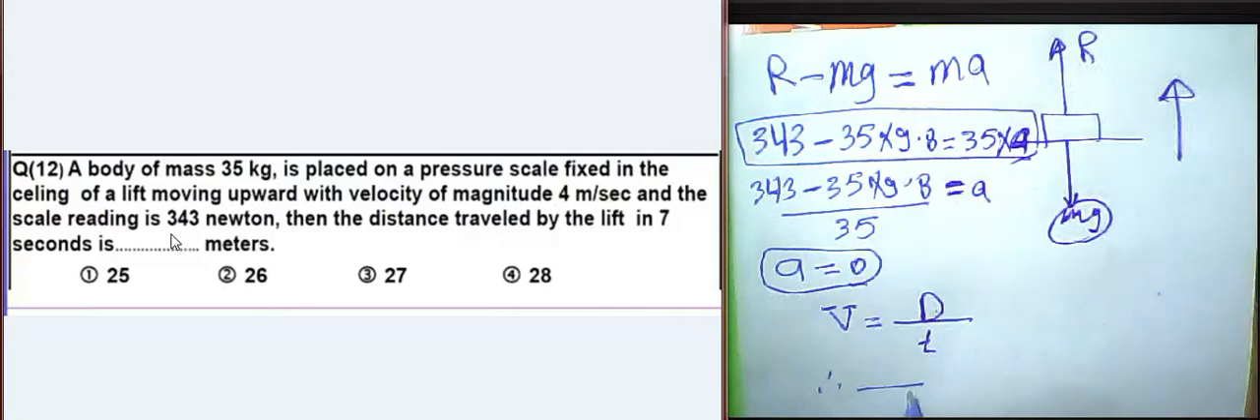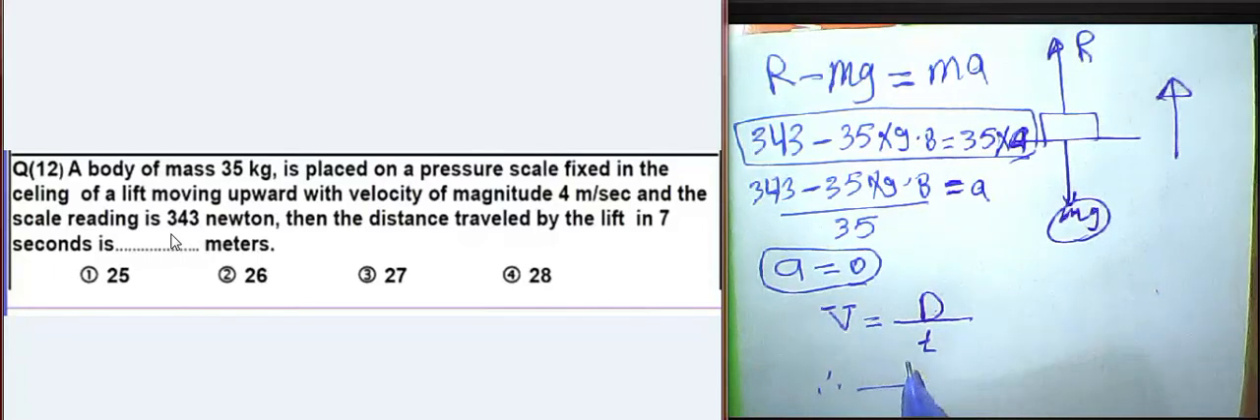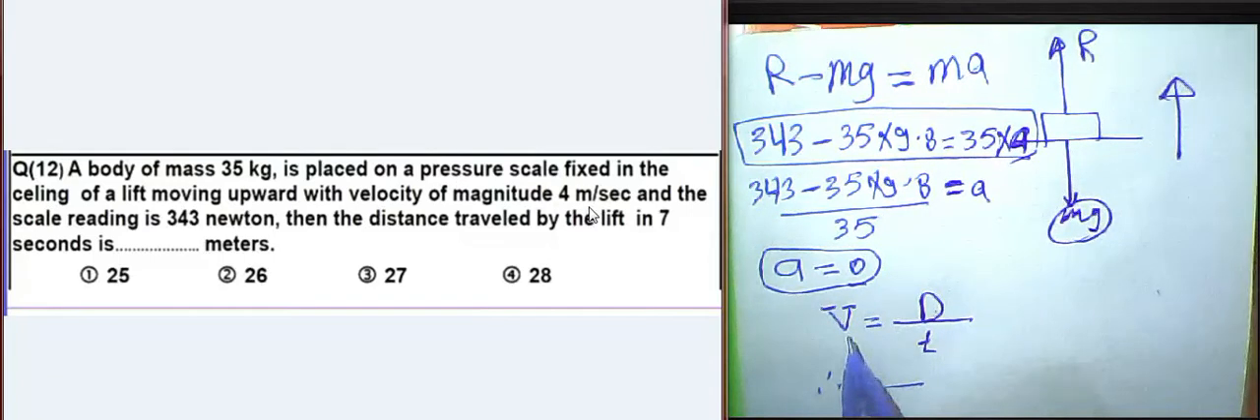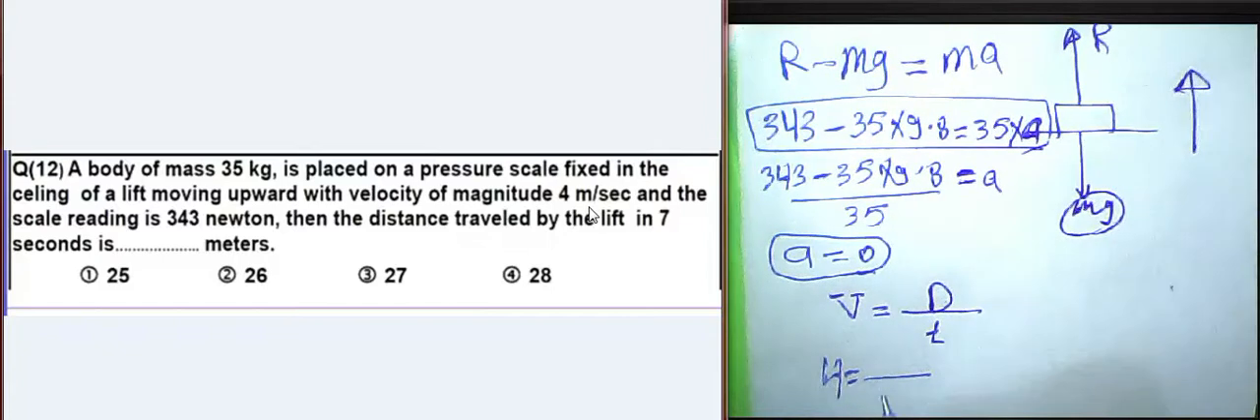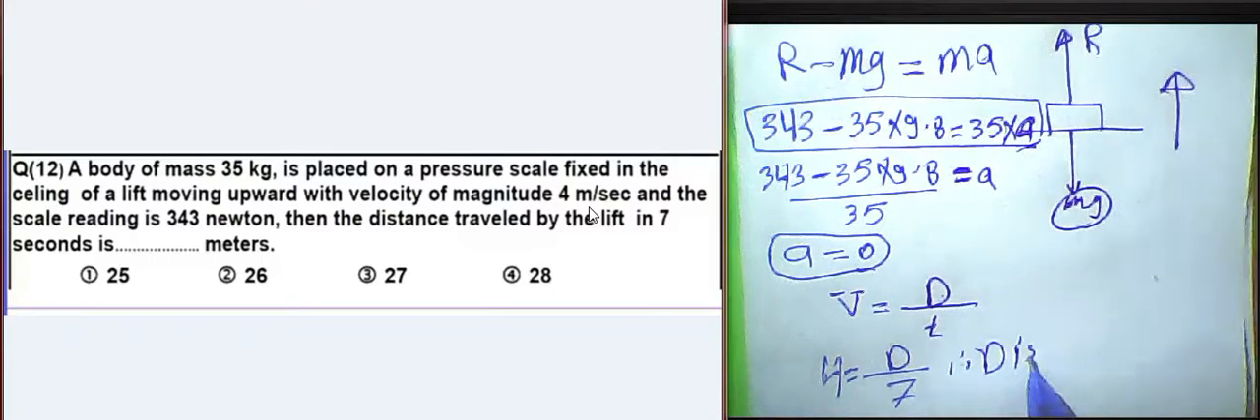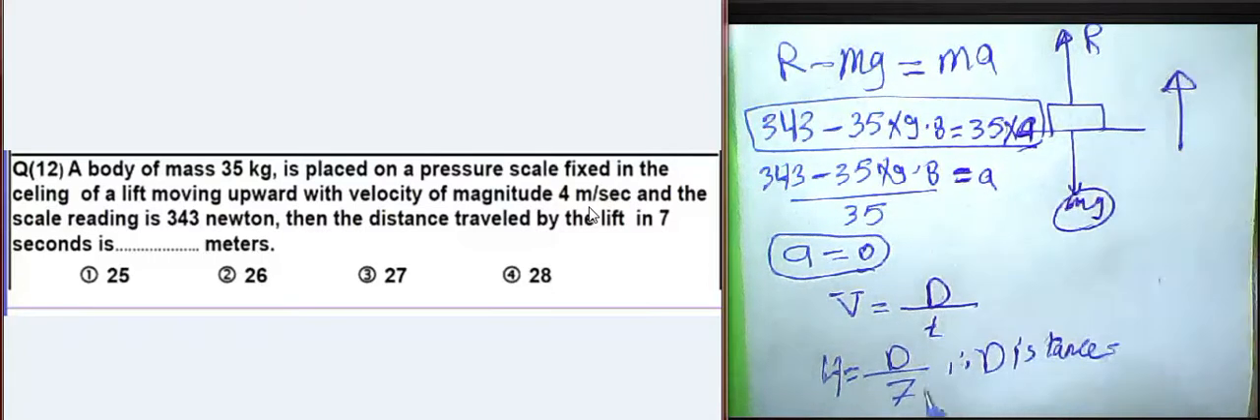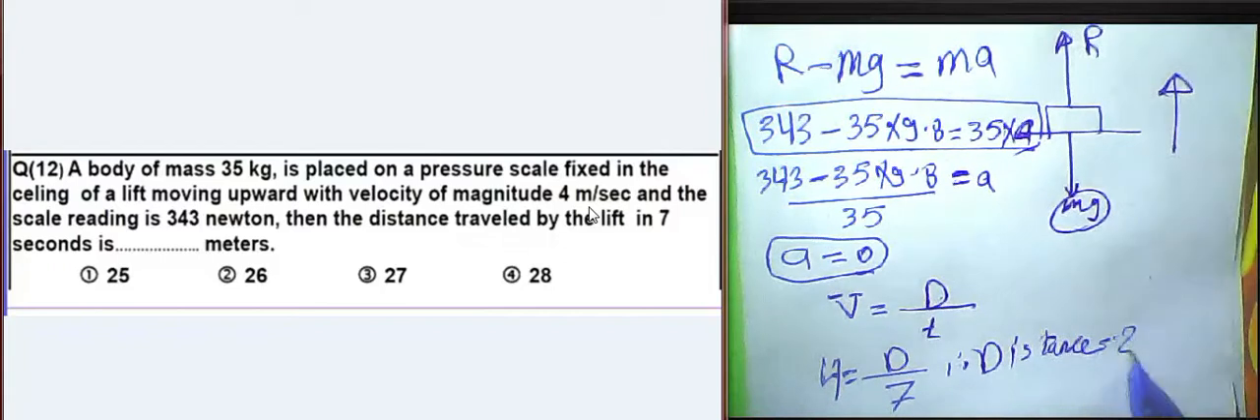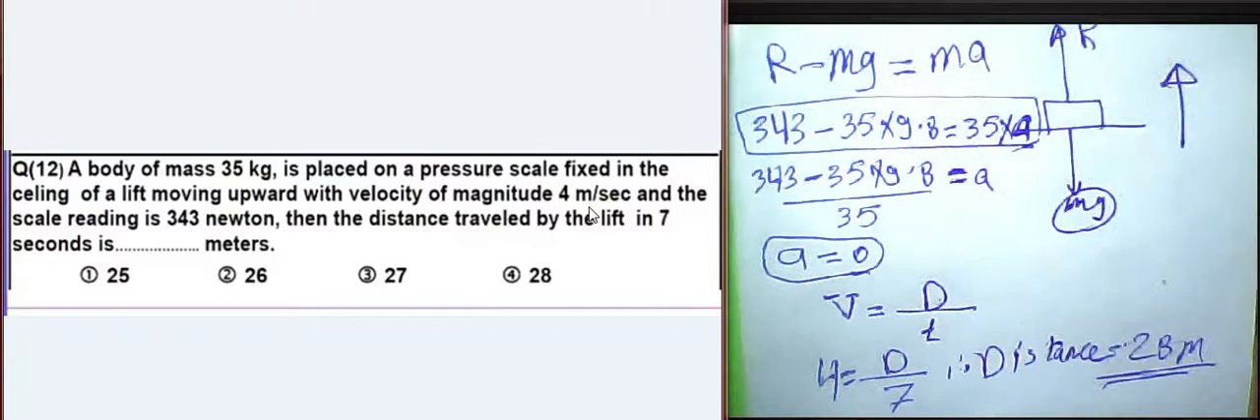Okay, and the velocity, he gave us the velocity. Look here, the velocity is 4 meter per second. We can write 4 equals distance over t, which equals 7. Then the distance will be 7 multiplied by 4 equals 28 meter.